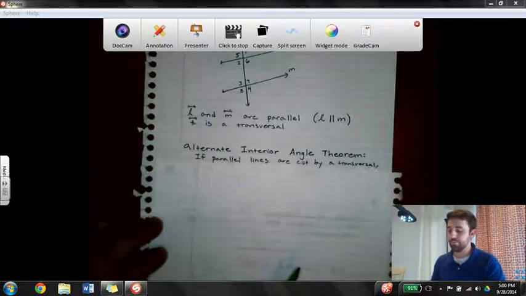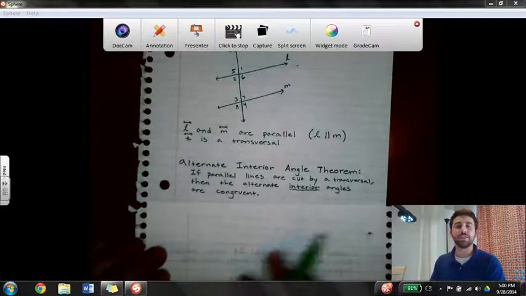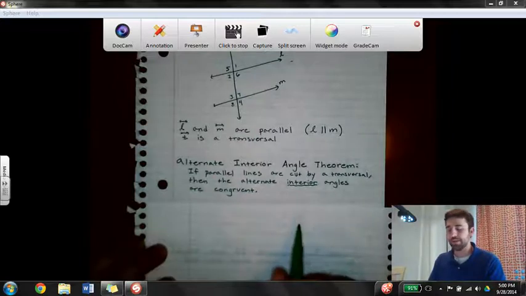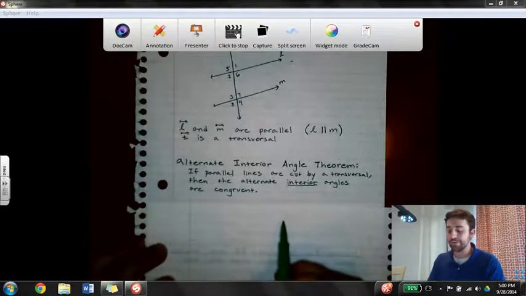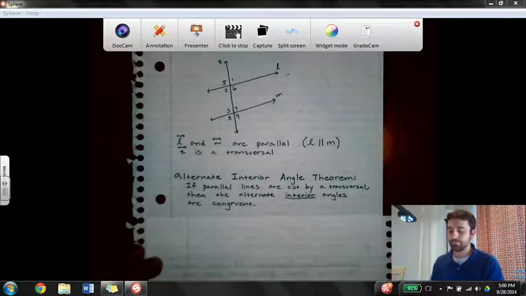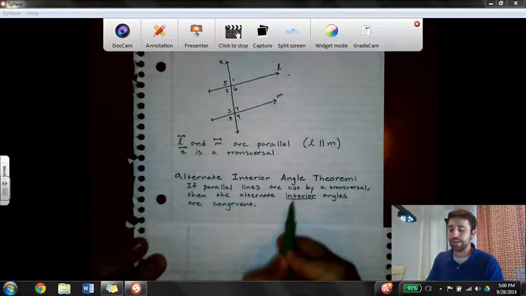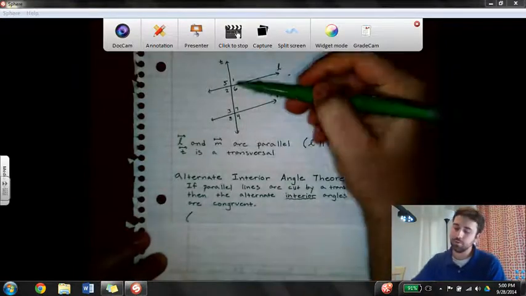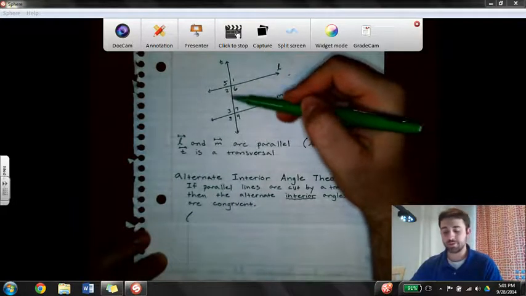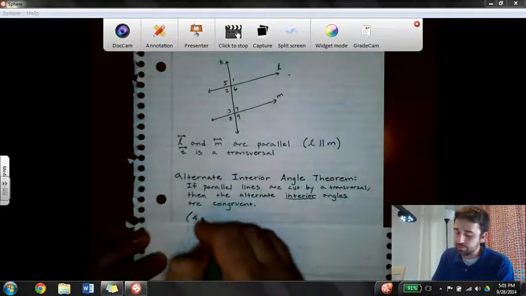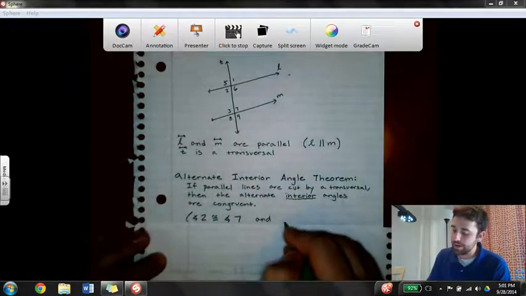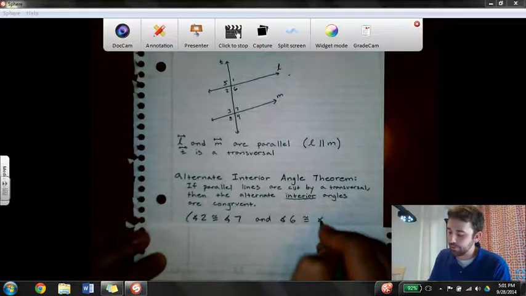So, using this, we have what's called the alternate interior angle theorem. If parallel lines are cut by a transversal, then the alternate interior angles are congruent. So looking at our diagram, the alternate interior angles, interior being inside the parallel lines, alternate being opposite sides of the transversal, would make angle 2 congruent to angle 7, and angle 6 congruent to angle 3.